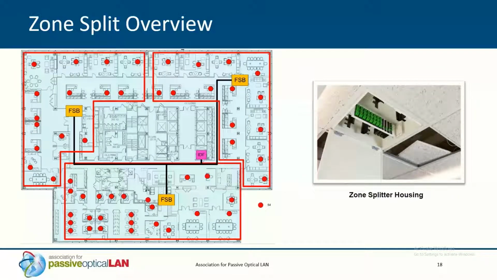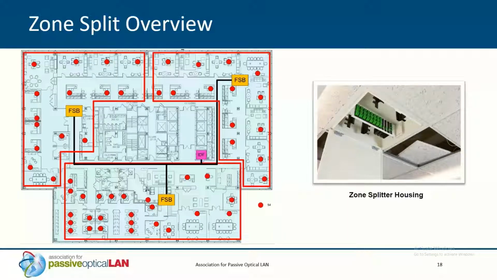And that's what we're going to call the zone split. So here I'm bringing my fiber locations, my FSBs, my fiber splitter boxes. I'll break up my areas into zones, and within these zones I'm going to have the splitter box. And then from that splitter box, I'm going to go to all my end devices.